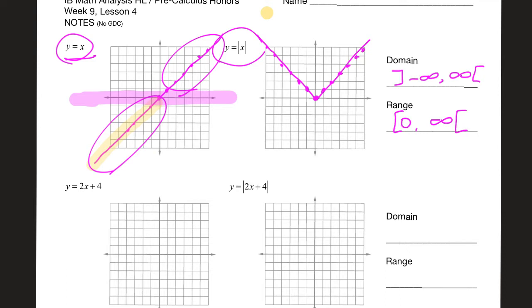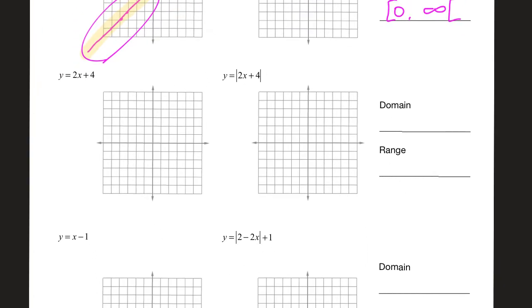Okay, so let's take a look then at this next example. Let me move it up a little bit. Okay, so this line has an intercept of 4, 1, 2, 3, 4, and a slope of 2. So it looks like this.